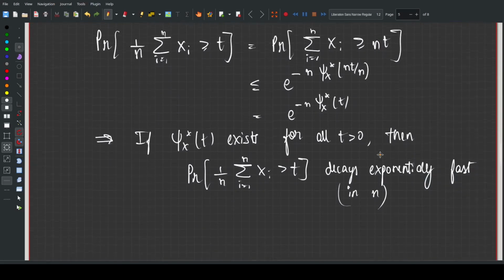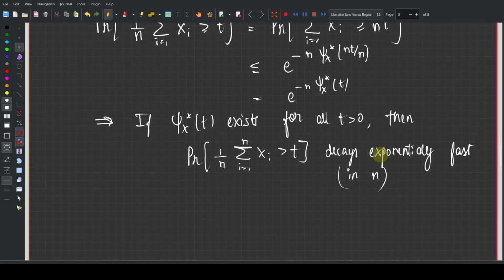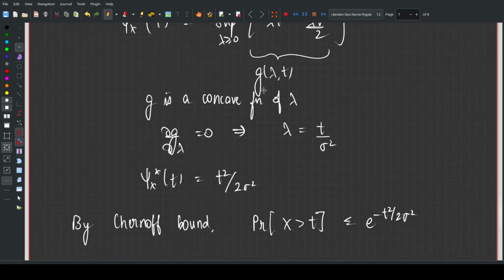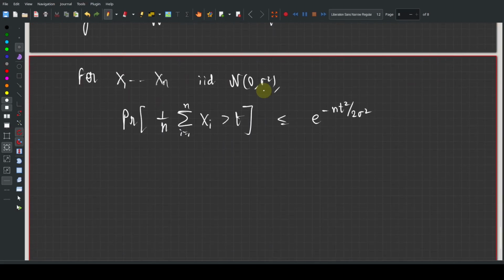All right. So in today's class, we'll see a couple of other examples. Right? So in the previous class, we looked at the Gaussian random variable. We saw that the moment generating function is equal to e to the lambda square sigma square by 2. And we computed the Chernoff exponent and showed that if you have a sequence of n IID random variables, all Gaussian with zero mean and variance sigma square, then the probability that the empirical average deviates by an amount t is less than or equal to e to the minus n times t square by 2 sigma square.